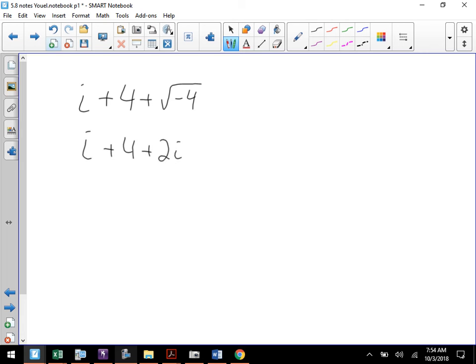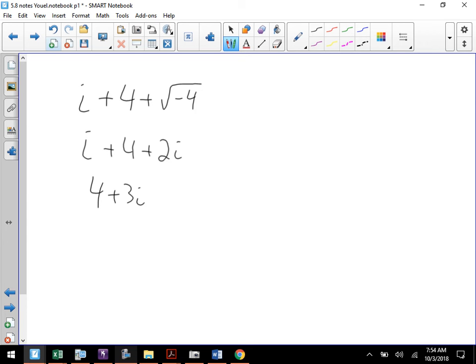What's 2i plus i? Done. There's no plus or minus there. A lot of you guys put plus or minus in the middle of it. You only do plus or minus when you go over an equal sign.